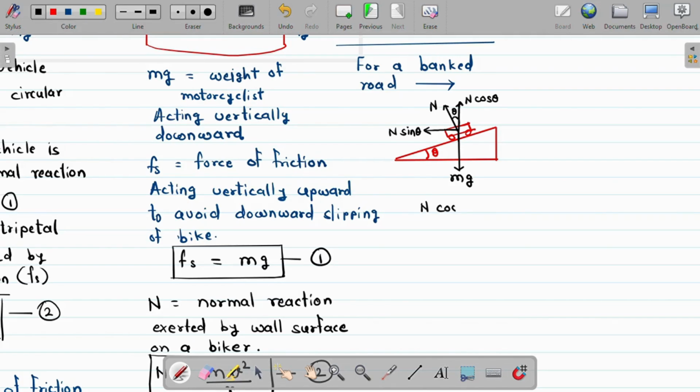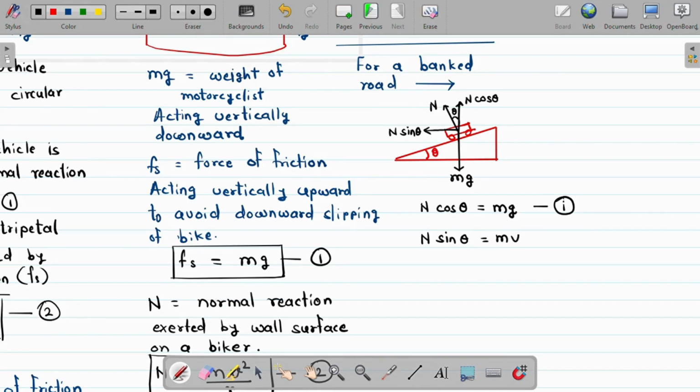Here I am writing the mathematical part. Of course, before this, you are supposed to write the paragraph describing the figure, and that is necessary. N cos theta is the component of normal reaction which is balancing the weight of that vehicle. So let's call this equation 1. And n sin theta is directed towards the center and is along the radius of that circular track which is now banked. So this is the component which is providing the necessary centripetal force.